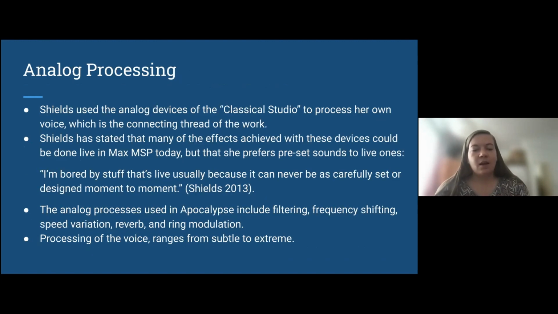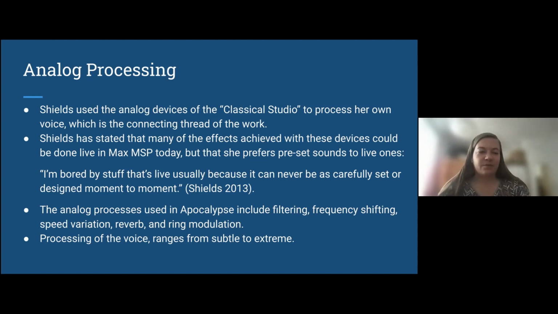In terms of the analog processing that Shields uses in the opera, Shields was still using the devices in the classical studio at the Columbia Princeton Electronic Music Center. And she uses these mostly to process her own voice, which is kind of the connecting thread of the work. She has stated that many of these effects could be achieved nowadays live using Macs. But she also has stated that she prefers preset sounds to live ones. Her quote here: "I'm bored by stuff that's live usually because it can never be as carefully set or designed moment to moment," which I think is quite a strong opinion.